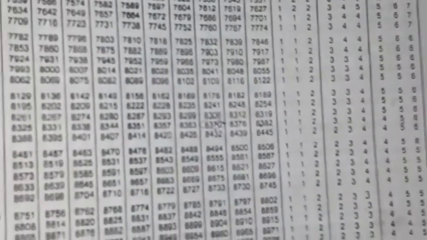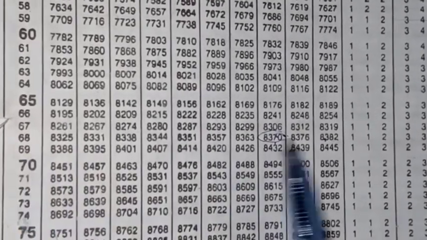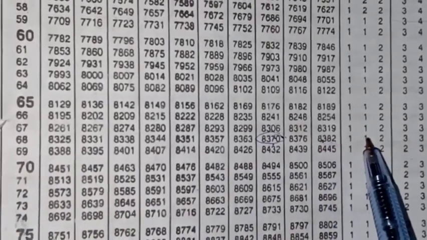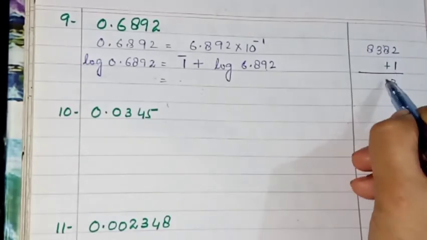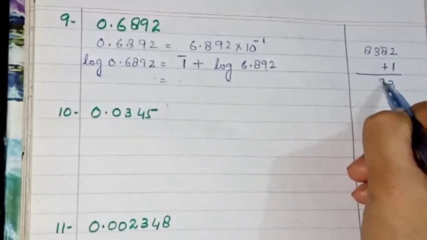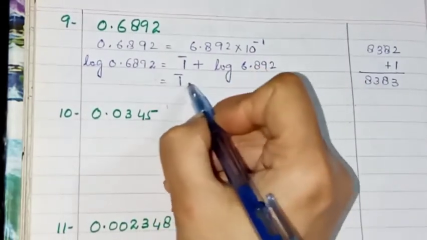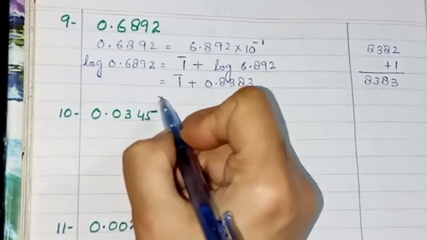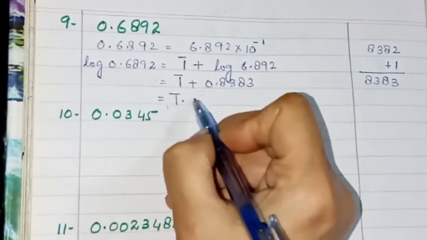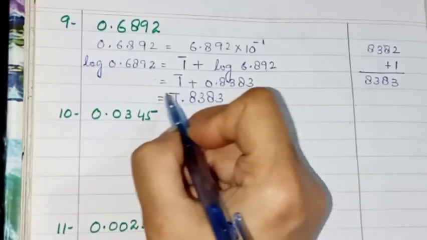So we have to go for column 2 also in the same 68 we have taken, then we have to go for the column 2, that gives 1. So we have to add 1 here. After adding these two we are getting 8383. We have to write it like 1 plus 0.8383 and the answer will be 1.8383.